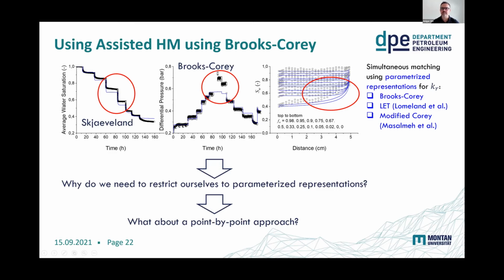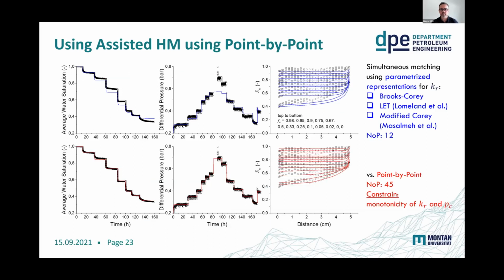So that's the best combined match, and it looks the same for different parameterizations. Also LET, which is more flexible, delivers a similar result. So this means parameterizations do not work in this specific case, maybe for sandstone, but for this one not. So what about point by point? The point by point match you see here below, a perfect match, more or less. If you have seen matches of relative permeability and capillary pressure data, then you appreciate that this is a perfect match for the point by point method.